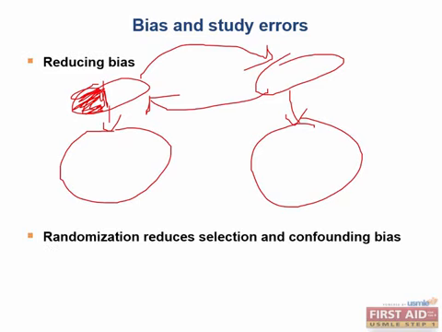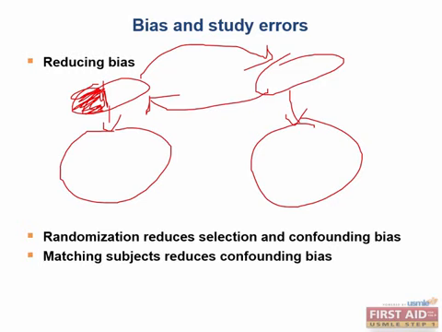Randomization is very effective at reducing selection bias and confounding bias, while matching subjects so that the groups being compared only differ by one important parameter is a good way to reduce confounding bias. It can be hard to keep track of so many different types of biases, so let's try an example question.